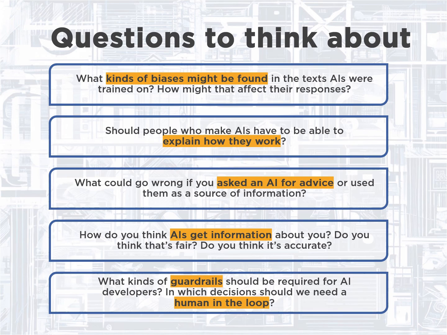How do you think AIs get information about you? Do you think that's fair? Do you think it's accurate? What kinds of guardrails should be required for AI developers? In which decisions should we need a human in the loop?